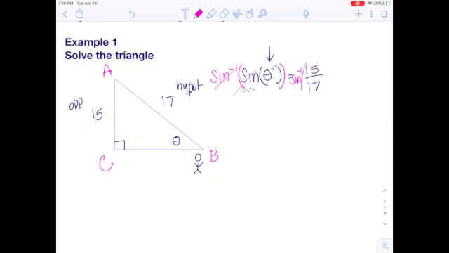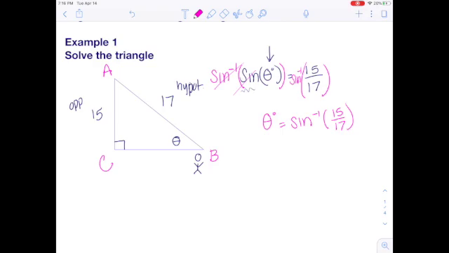So I'm going to squeak it in. We're going to go sine inverse of 15 divided by 17, so your theta will pop out. And remember, that's a degree. Theta is equal to sine inverse of 15 divided by 17.